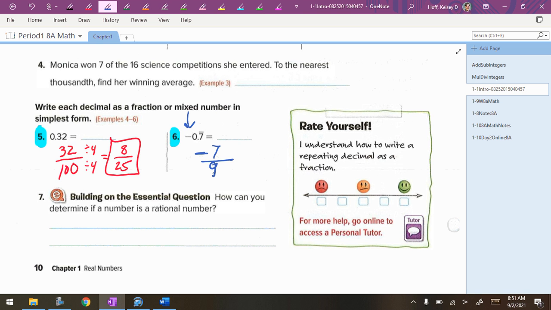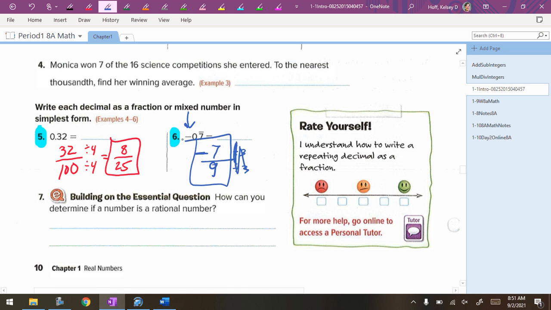So most of you said, Miss Hoff, I don't know if I put it over 10s or 9s. Repeating over 9s. But what do we have to check? Can you simplify? And the number that Miss Hoff always told you to check was 3, right? What happens if you take 7 divided by 3? You get a decimal, right? So can you reduce this? Nope, we can't. So negative 7 9ths.